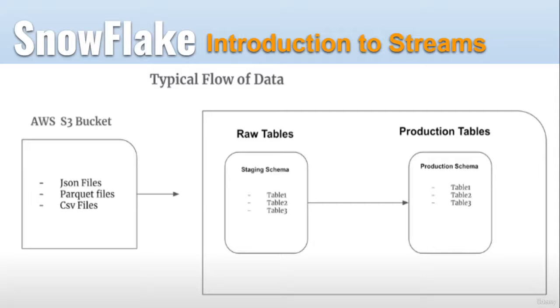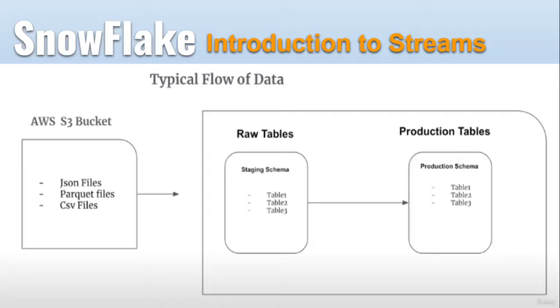When you need to transfer your data from the raw table into the production table, that's when streams come into action. You can define a stream on your raw table, which will let you know how many rows have been newly ingested. And then only those new rows will be ingested from the raw table into the production table using the stream.